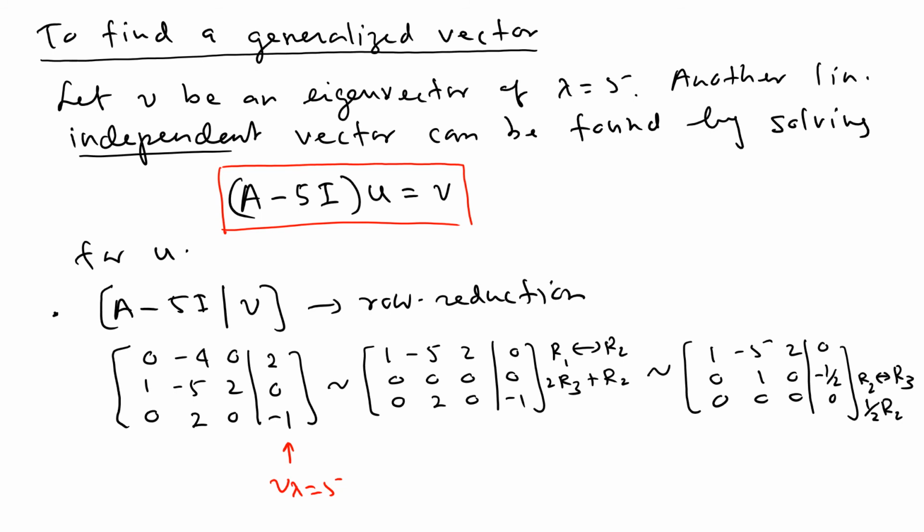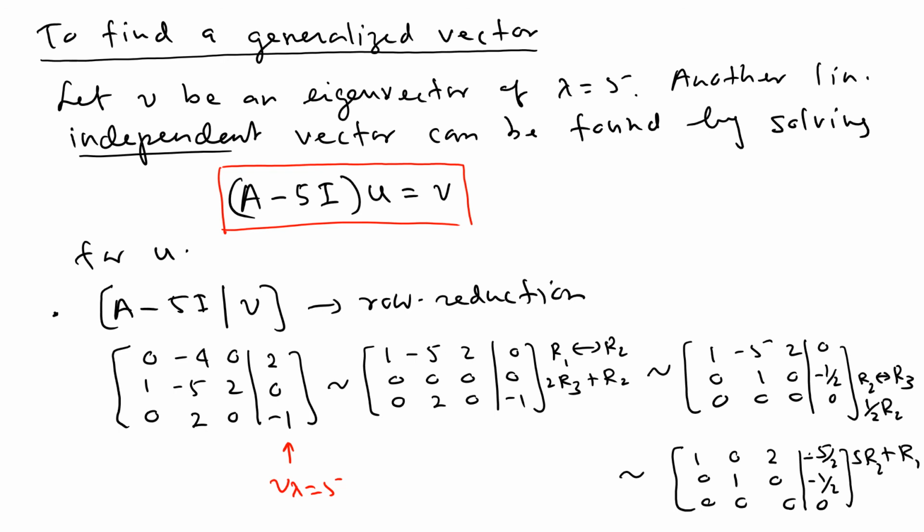Now what we're going to do is add 5 times row 2 to row 1. So if you do that, you add 5 times row 2 to row 1, and you get 1, 0, 2, -5/2. This is 0, 1, 0, -1/2, 0, 0, 0, 0. That's what we get. Okay, now we have the echelon form.